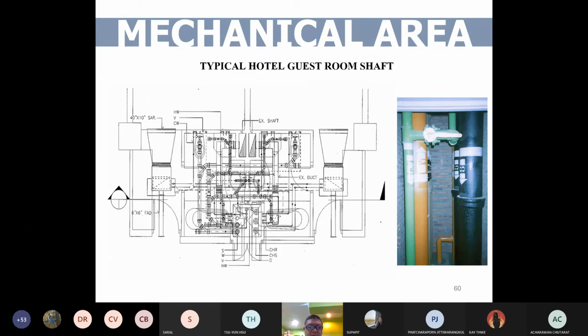So they tap the chill water into the shaft. In the shaft they also have many pipings, including plumbing piping. This one is the toilet. They have a bidet and also a jacuzzi. So in the shaft you have to design and ensure that there is enough space in the room shaft.